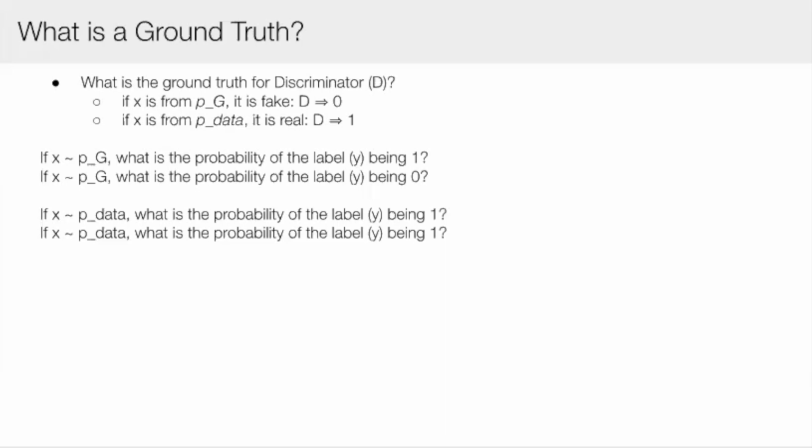Sorry. Okay. So if X is from P of G, what is the probability of the label Y being 1 if our discriminator is behaving correctly? Yes, Shazam. Conversely, if X is from P of G, what's the probability of the label Y being 0? Yeah, great. And then same set of questions for P of data, right?